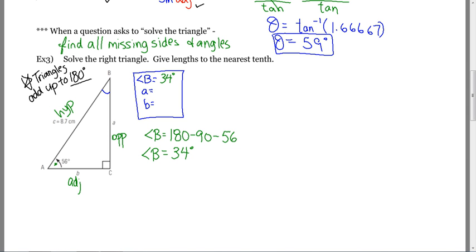Okay. Now I'm going to do my other thing, which is looking for A and little b. I want to find, it doesn't matter what I find, let's find angle A just to put in order.